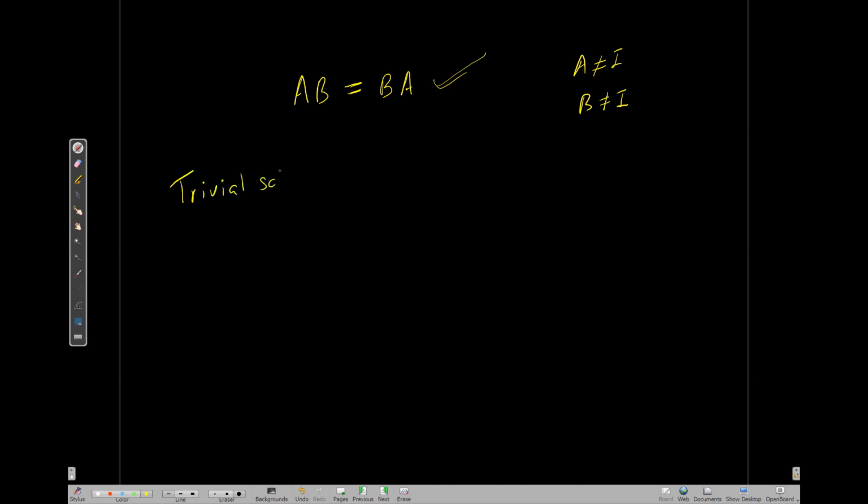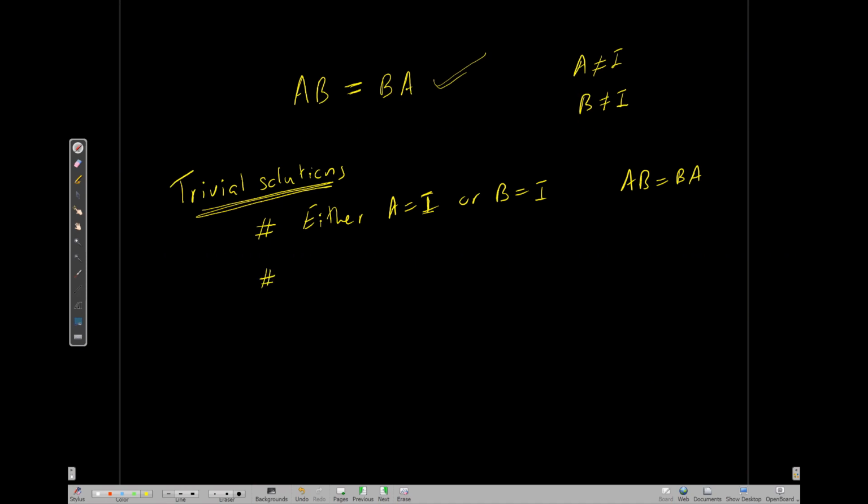So, trivial solutions. One trivial solution is actually the one that I am asking you not to do, but let me write it. Either A equals I or B equals I. In that case, AB always equals BA, right? When I say I is of the same size as A or B.